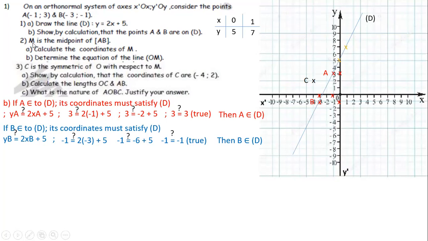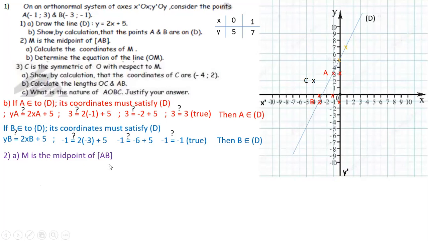So here we have M is the midpoint of segment AB. We should calculate the coordinates of point M. Again Fadl, what is M? M is the midpoint of AB. So we should always write M is the midpoint of segment AB. Of course Fadl, you know that the midpoint in a system of axes has an abscissa and an ordinate, right? What will be XM, the abscissa of M?